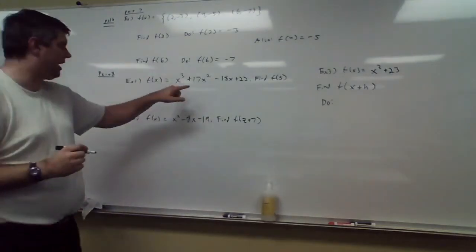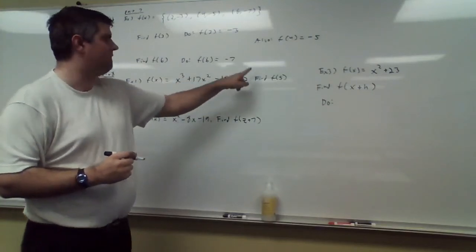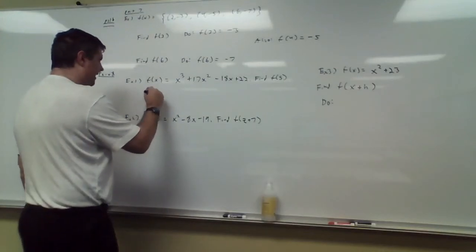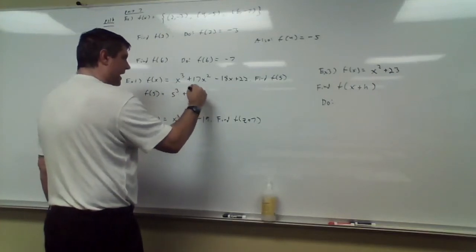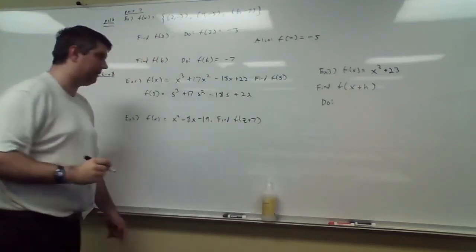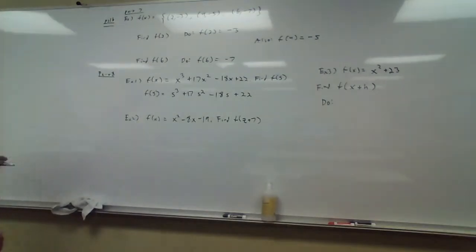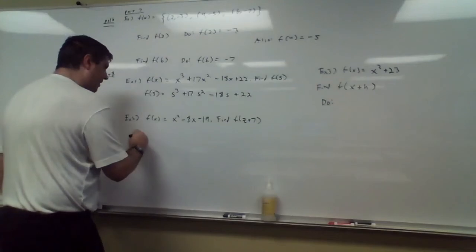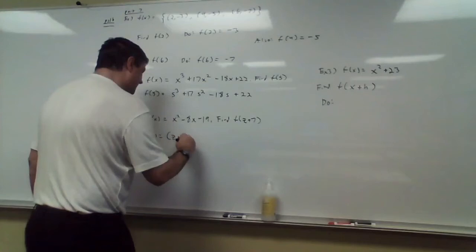Okay, now, this one, I got it. f of x equals x cubed plus 17x squared minus 18x plus 22. Find f of s. Okay, well, that's simple. f of s would equal s cubed plus 17s squared minus 18s plus 22. Everywhere where I see an x, I stick in an s. That's it. Okay? This one, f of z plus 7. Everywhere where I see an x, I'm going to stick in a z plus 7.